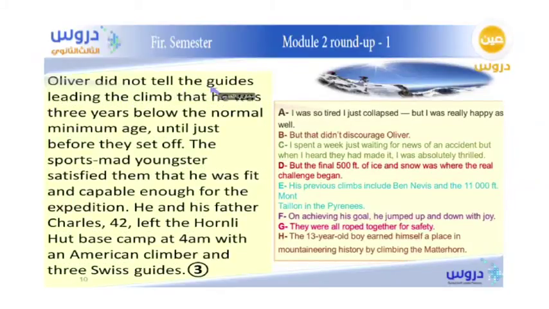Oliver did not tell the guides leading the climb that he was 3 years below the normal minimum age until just before they set off. The sport-mad youngster satisfied them that he was fit and capable enough for the expedition. He and his father, Charles, 42, left Holland Hut base camp at 4 a.m. with an American climber and 3 Swiss guides.